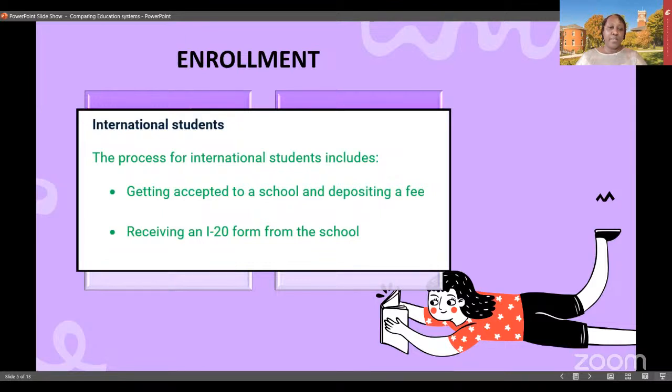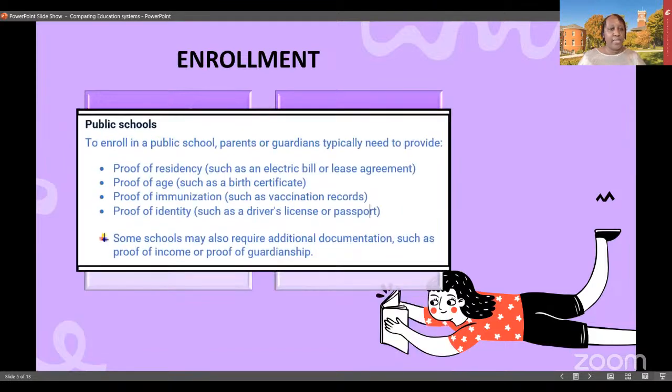The process is getting accepted into the school and, of course, paying the fees. International students pay really heavy fees, and then you receive an I-20 form from the school to help process the visa requirements. Now, enrollment in public schools, which I went through myself.